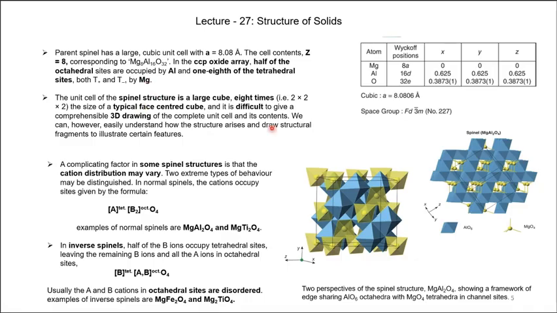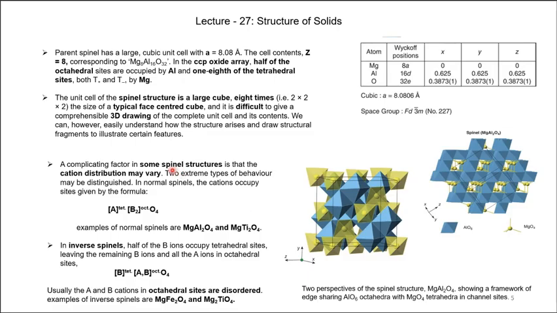Here is one unit cell of magnesium aluminium oxide, and this is another direction if we look into it, where we see aluminium oxygen octahedra and magnesium oxygen tetrahedra. The tetrahedra are in this channel. In between the channel, the tetrahedra are there. You can see it also here.